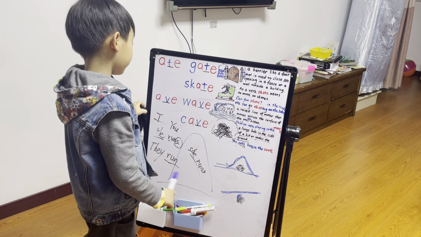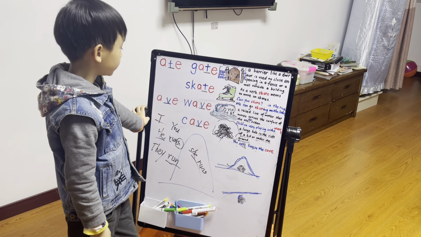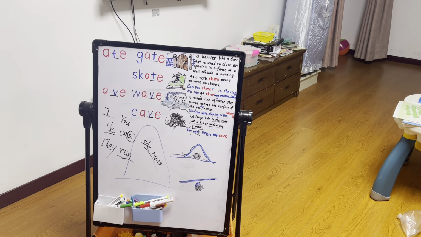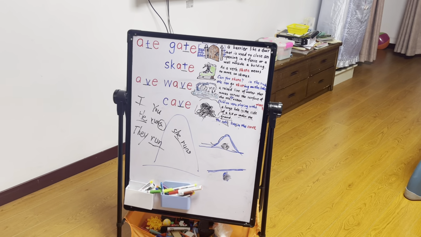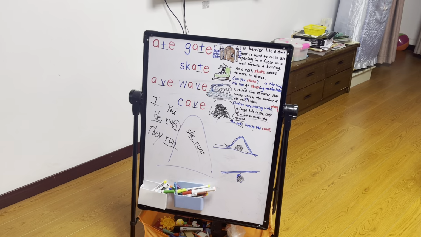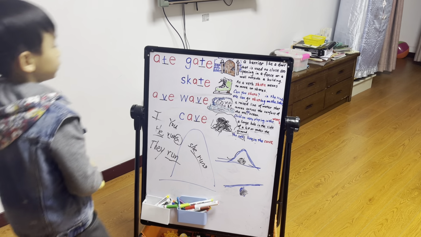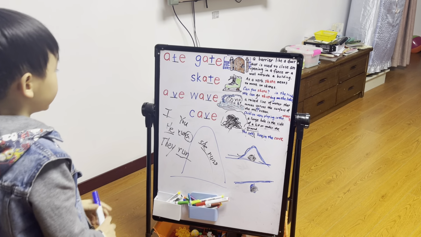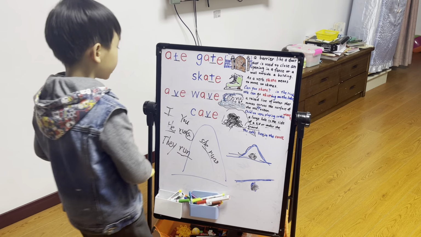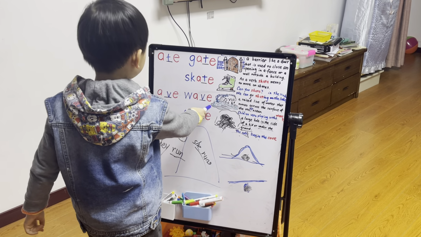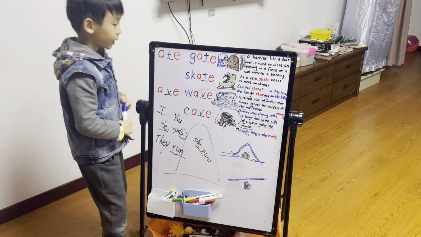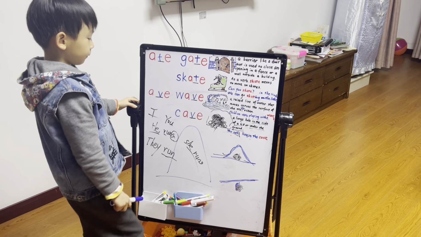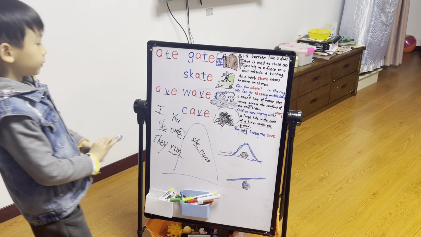Wave. Okay, A-V-E says A. A, come here. Come to the board. How do you say A-V-E? A-V-E. Okay. V-A-V-E. Okay. K-A-V-E. Okay, make a sentence.